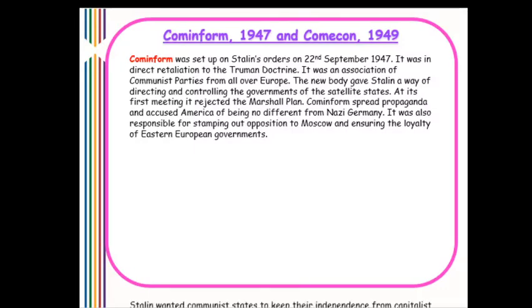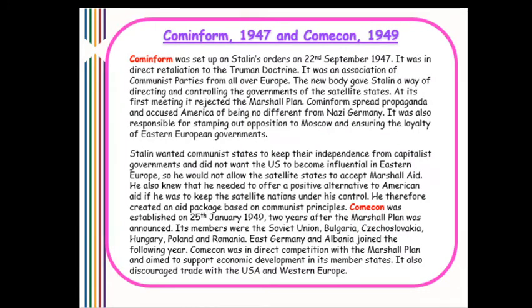So, Comecon then. Stalin wanted communist states to keep their independence from capitalist governments and did not want the US to become influential in Eastern Europe, so he would not allow the satellite states to accept Marshall aid. He also knew that he needed to offer a positive alternative to American aid if he was to keep the satellite nations under his control. He therefore created an aid package based on communist principles, which was known as Comecon.